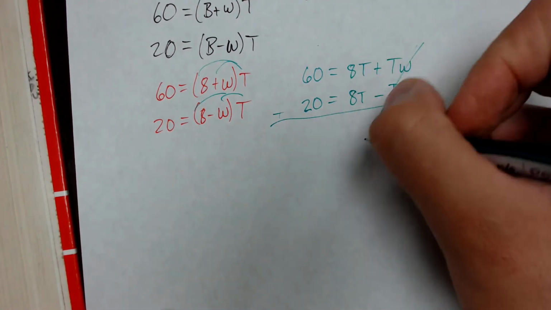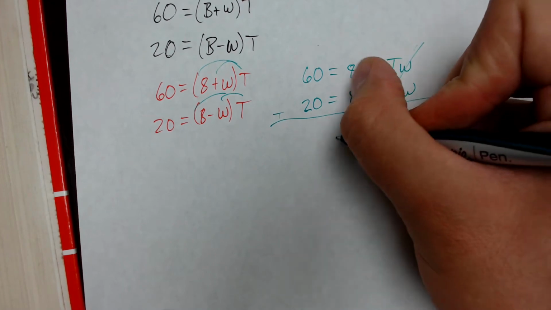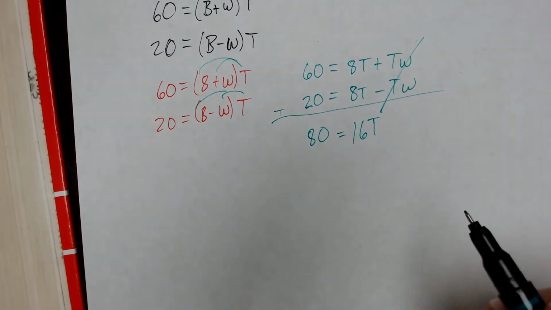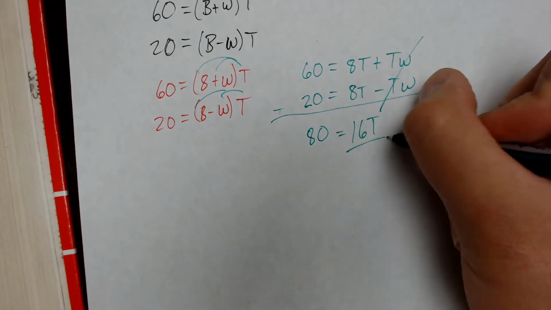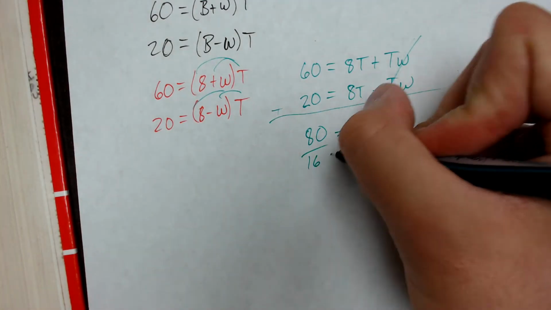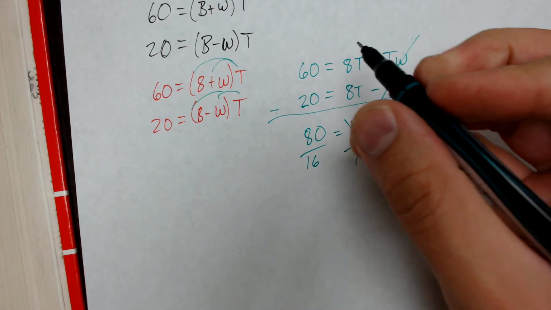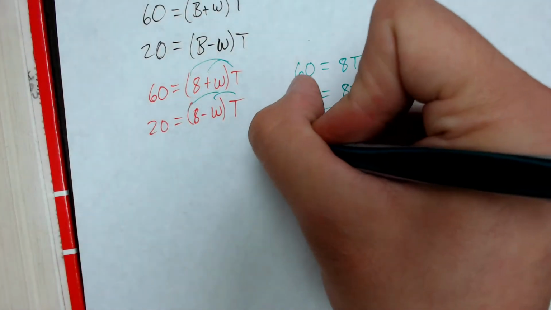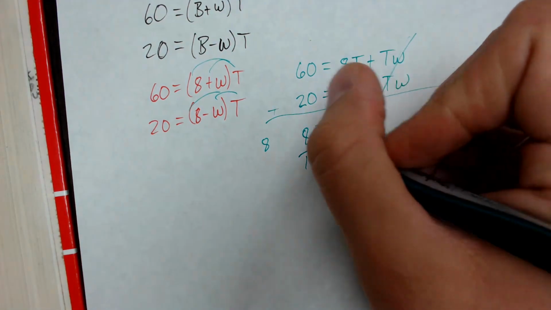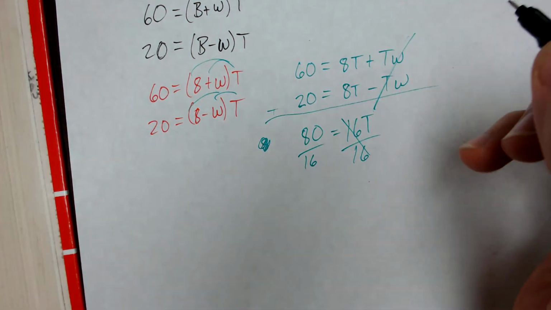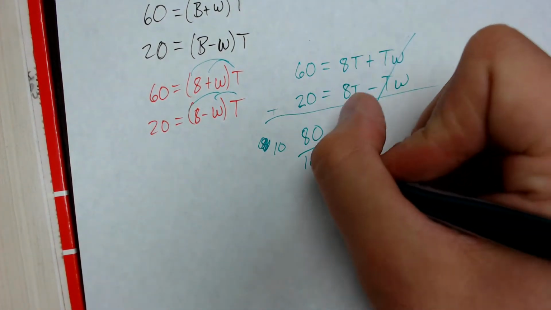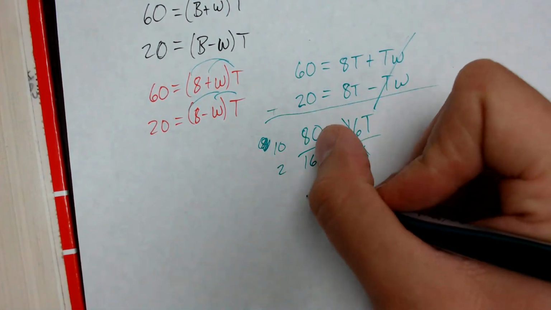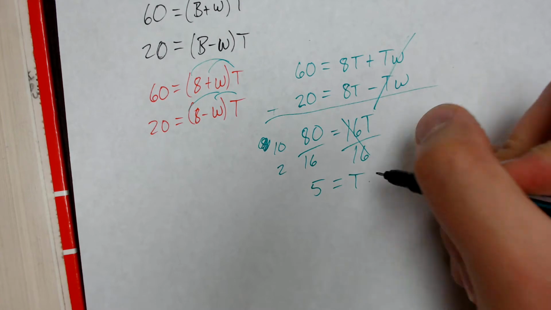Once I do that, I now have one equation with one unknown, which is 16t equals 80. I divide each side by 16. 80 divided by 8 is 10. 16 divided by 8 is 2. 10 over 2 is 5. So 5 is equal to t.